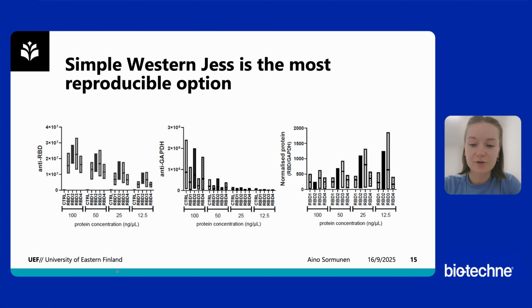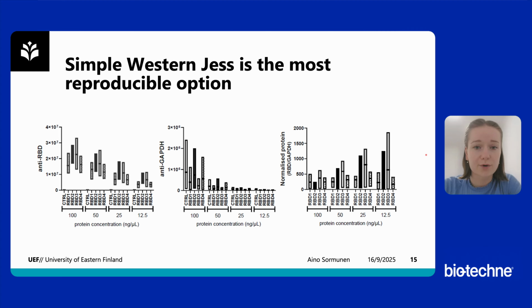Then for the quantitation and normalization of the simple Western results. Here on the left you can see the peak areas for RBD proteins, in the middle peak areas for GAPDH, and then on the right you see the normalized RBD from 3 independent experiments. Similarly to traditional Western blot, the patterns of peak areas from the RBD samples were consistent across all of the concentrations used, including the lowest concentration of 12.5 nanograms per microliter, and this then also mostly translated to the normalized expression patterns.